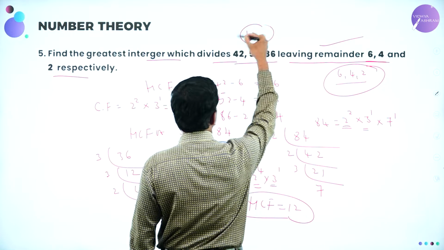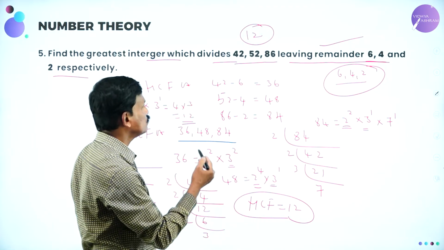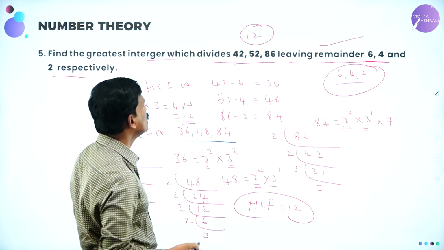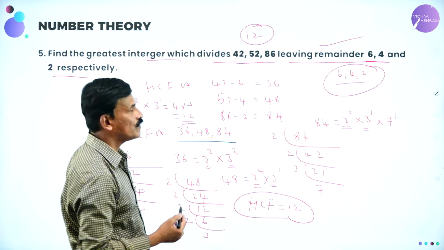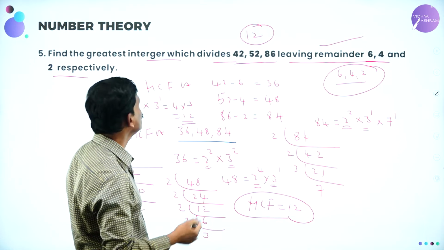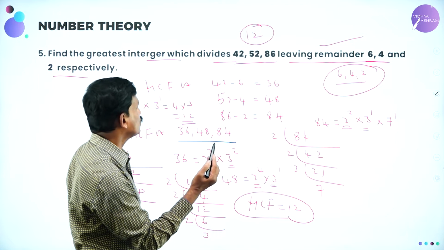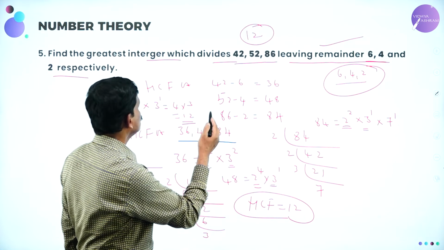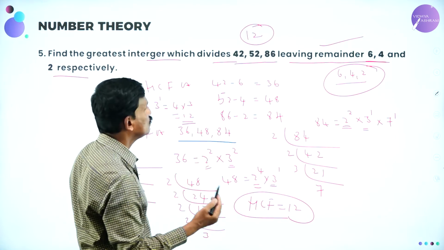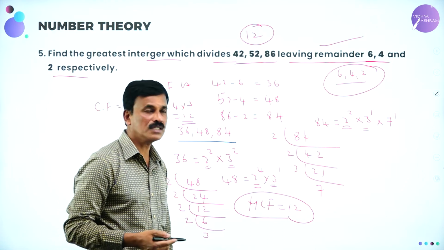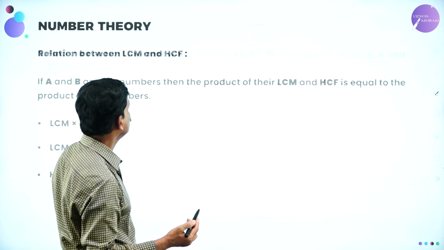So 12 is the greatest integer which on dividing these numbers will give the remainders 6, 4 and 2. See, if you divide 42 by 12, you will get 6 as the remainder. 52 by 12, you will get 4 as the remainder. And 86 by 12, you will get 2 as the remainder. That's it. Now, let us come to the next problem.